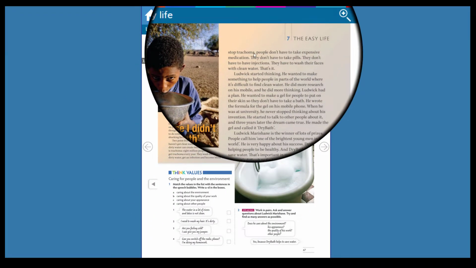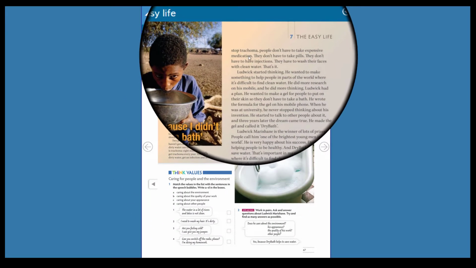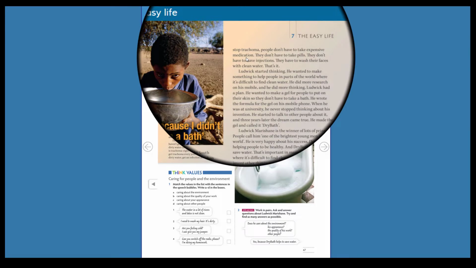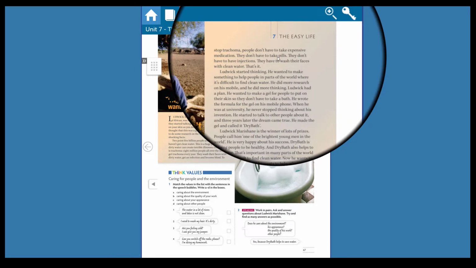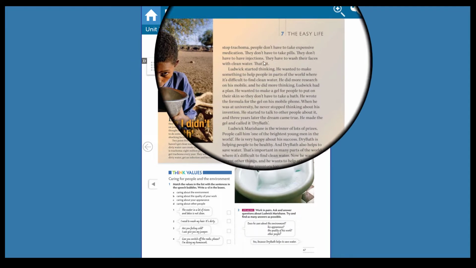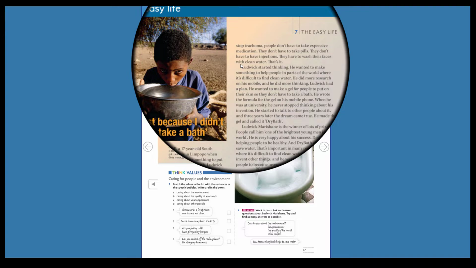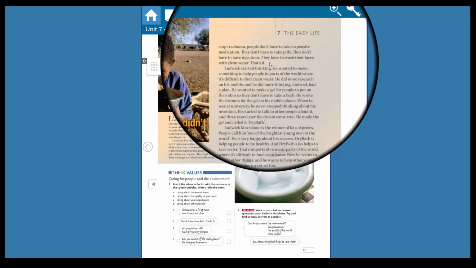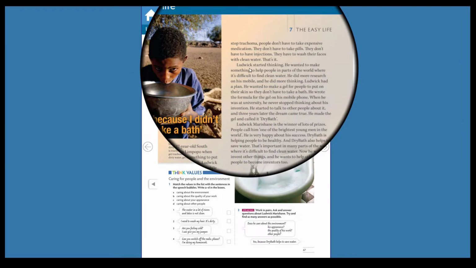To stop trachoma, people don't have to take expensive medication. They don't have to take pills. They don't have to have injections. They have to wash their faces with clean water. That's it. Ludwig started thinking.